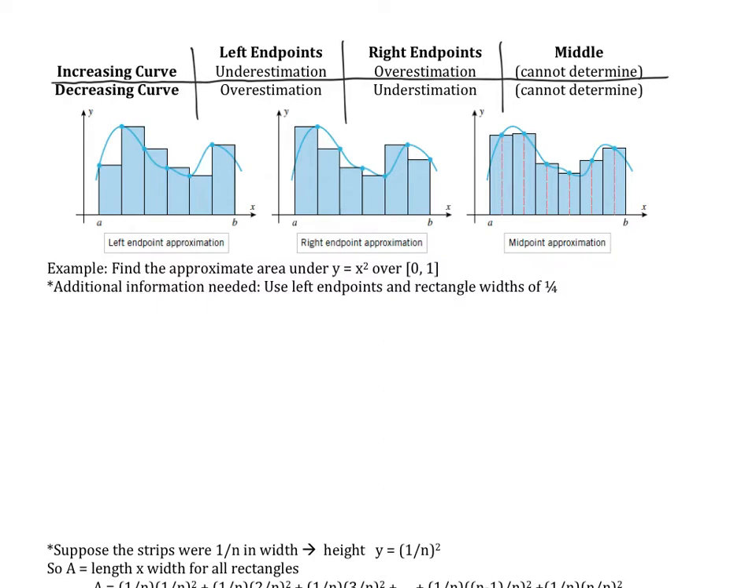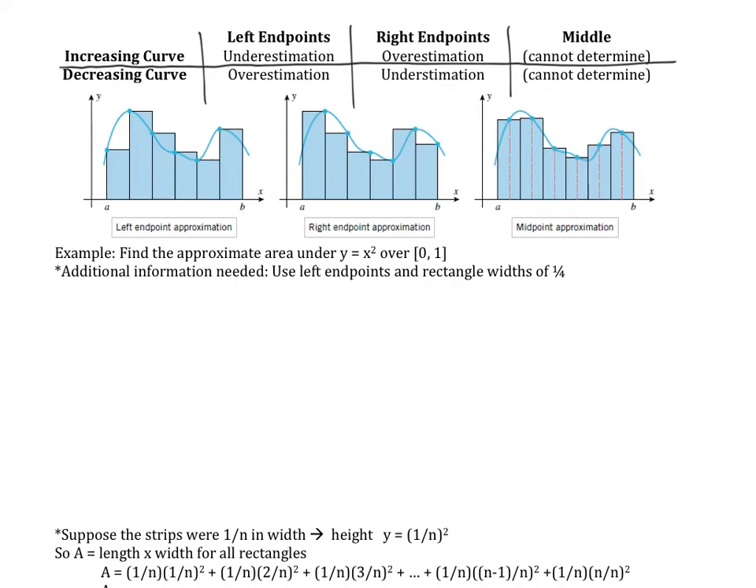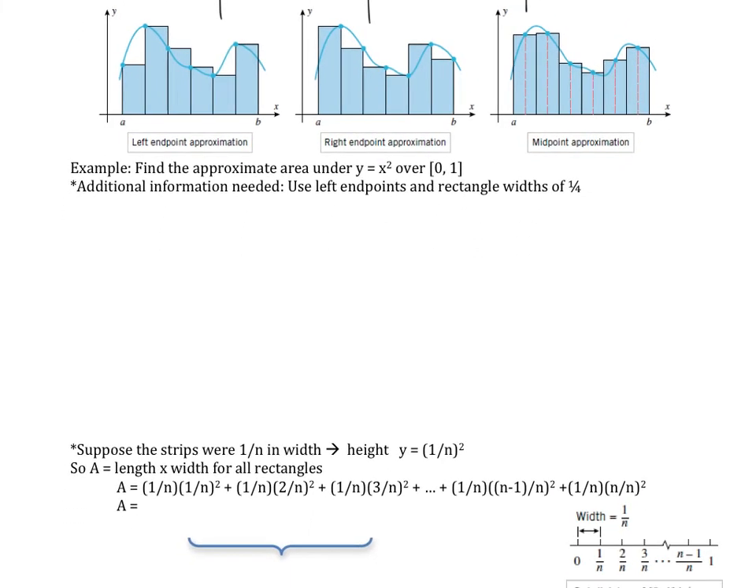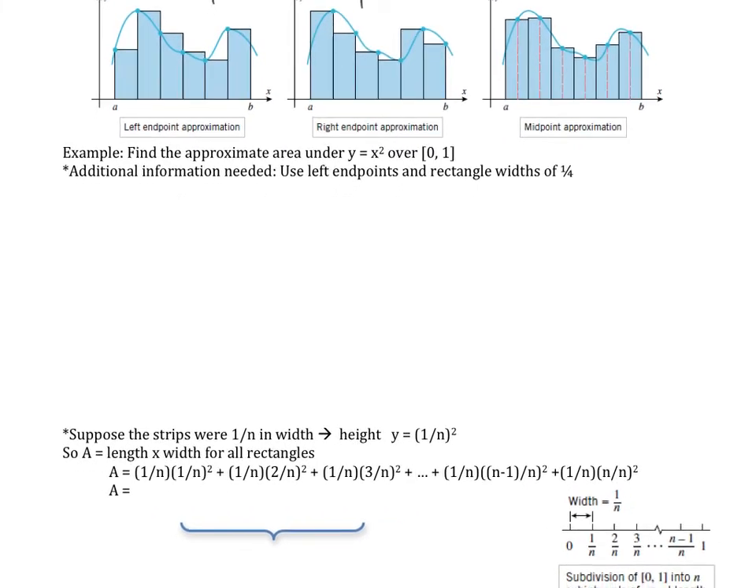Let's just try a basic one. Over here it says find an approximation of the area under y equals x squared from 0 to 1. And here's our additional information we need. We need to be told in this particular problem, since we're doing an approximation, use left endpoints. Okay, we'll use the left endpoints. And we have rectangles of widths of 1/4. So let me first graph this.